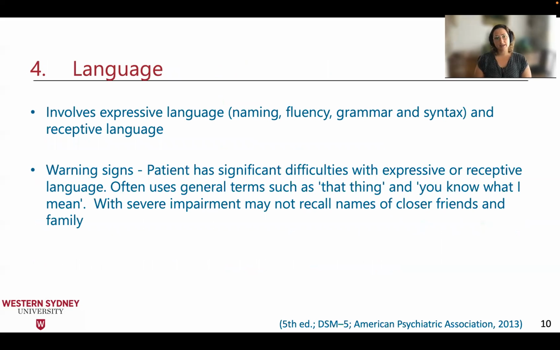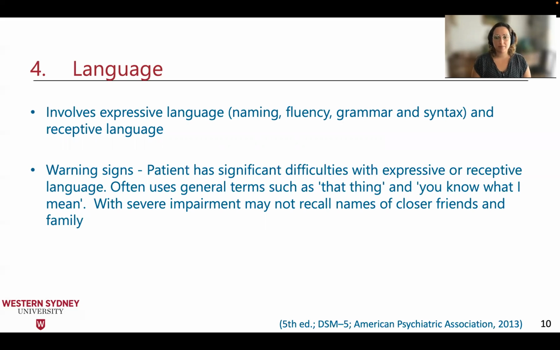The fourth area and domain is language, so involves expressive language, naming, fluency, grammar and syntax, and receptive language. So this is often when there's dementia in the temporal cortex of the brain. So warning signs of this is that people with dementia may have significant difficulties with expressive or receptive language. They may not understand what's being said to them.